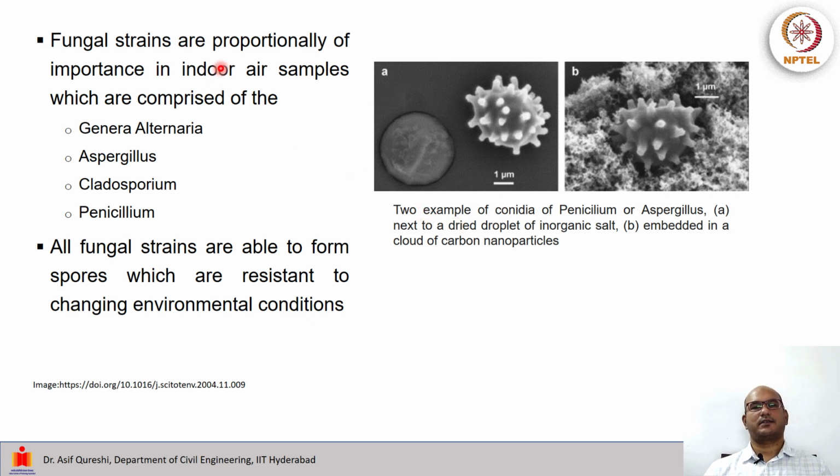Now we have fungal strains that are of importance in indoor air samples, comprised of genera like Alternaria, Aspergillus, Cladosporium, Penicillium. These are commonly found in a lot of indoor air bioaerosol studies. These give us an indication of the size of the fungal strain. So we have the conidia of Penicillium or Aspergillus next to a dry droplet of inorganic salt, and here embedded in a cloud of carbon nanoparticles.